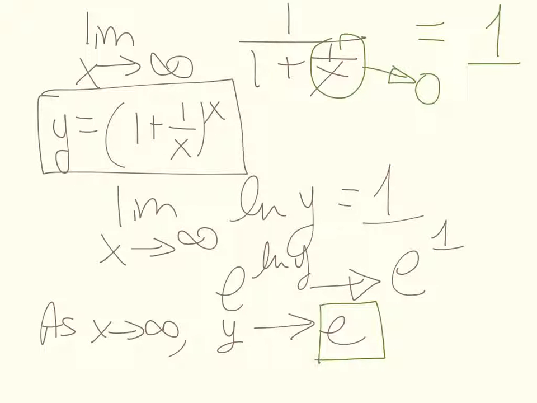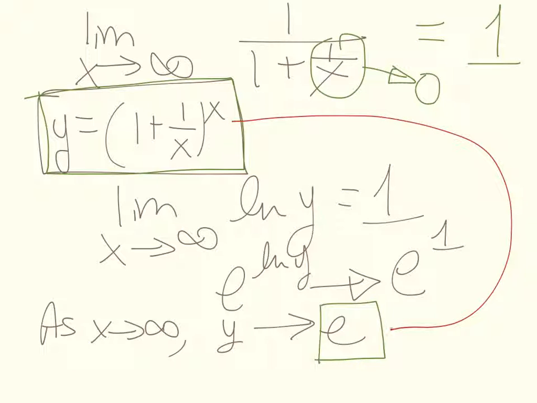As x goes to infinity, this expression here, (1 plus 1 over x) to the x, approaches the value of e. Who would have guessed it? But that is the answer.